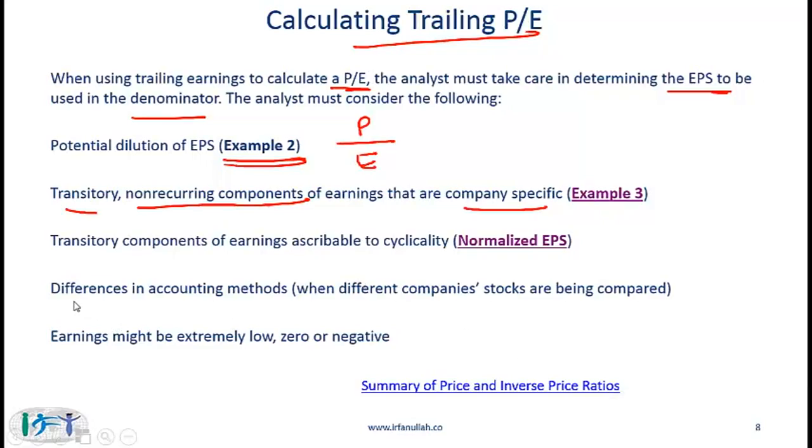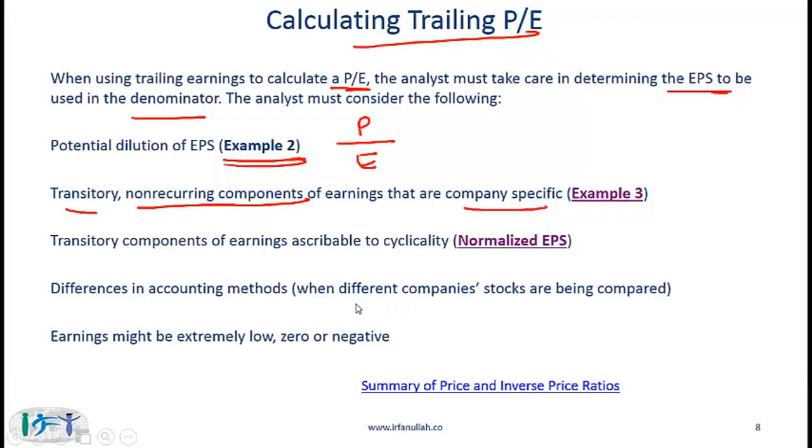All right, next point. Differences in accounting methods. What are we doing over here? So I'm back to this core slide where we are talking about calculating the trailing PE, and the point being emphasized is that it's not just simply a matter of taking the price and dividing by earnings over the last 4 quarters. There are several things that you need to consider. So now we are talking about differences in accounting methods.